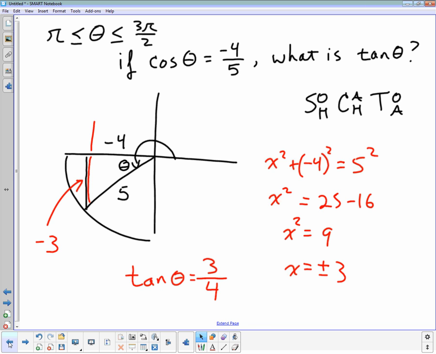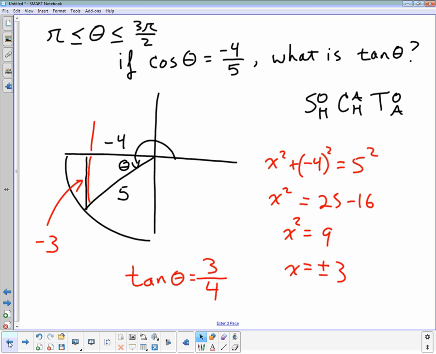So go to your calculators, type in second cosine negative 4 divided by 5, hit enter. You're going to get a goofy number, some ugly number. I don't care, right? Now, type in tangent of your answer. So, tangent second answer. What do you get? It gives you negative 3/4, doesn't it? It doesn't give you positive 3/4.